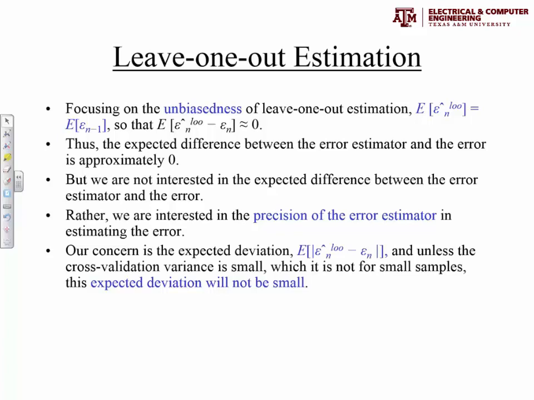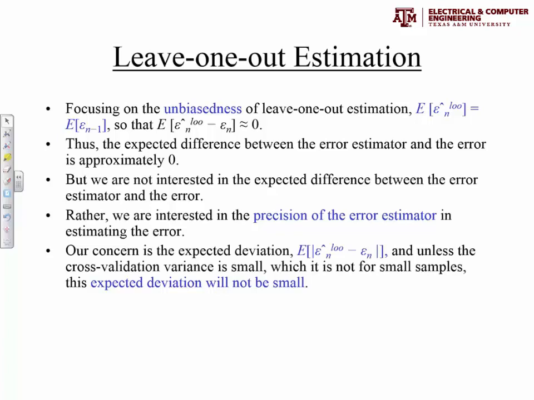If you focus on the unbiasedness of leave one out estimation, you can show that the expected value of this leave one out error estimate will be the expected value of epsilon n minus 1. So the expected difference between the leave one out estimate and epsilon n, the error made on the n sample, is 0. But the problem is that this expected difference being 0 means you're going to have positive errors and negative errors summing up to 0. If you take the absolute value of the error on either side, you're having errors that cancel out, but there will be wild swings.